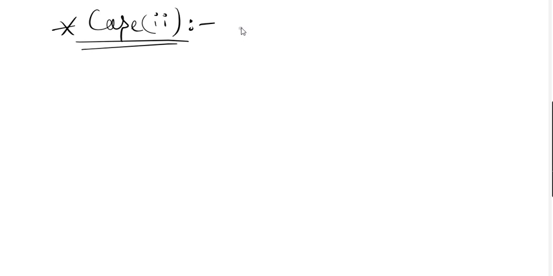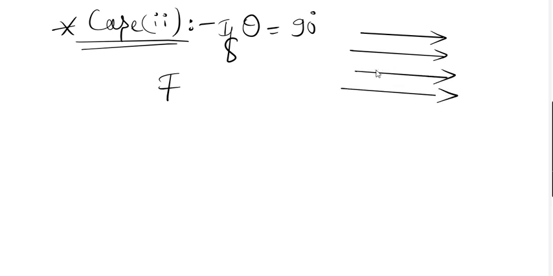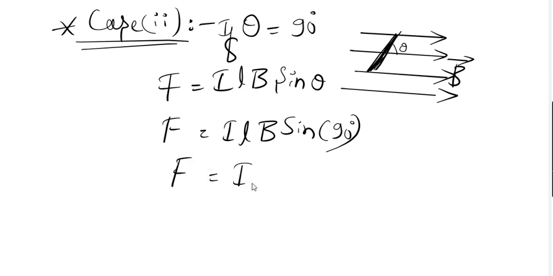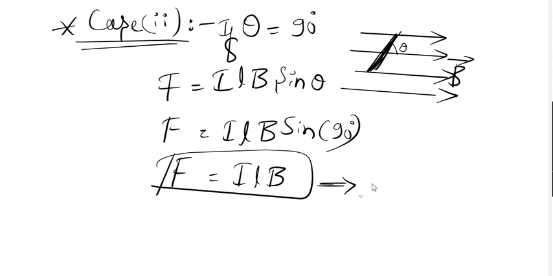In case 2, if the current carrying wire is placed perpendicular to the direction of the magnetic field, suppose the wire is kept like this, normal to the magnetic field. Is it or not? In that condition, force is ILB into sine theta, so ILB into sine 90 degrees, which is equal to 1. Therefore the mechanical force will become ILB. This force is maximum. Please note down this force, that is maximum.